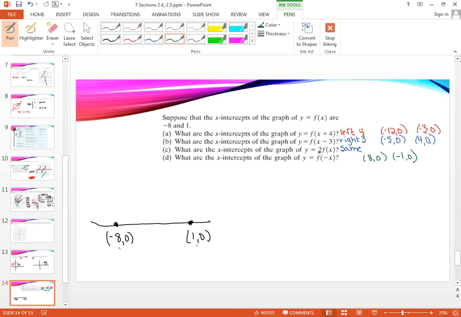So see how we do all this in our head? The calculator wouldn't help us with this. This is just understanding what all the little rules mean, where you add, subtract, multiply numbers, what it does to the graph of a function.